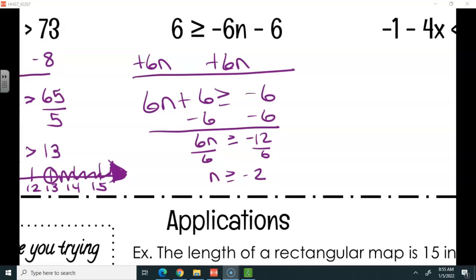The reason I move my variable to the left is because when your variable is on the left, it shows us which way to shade. If it's on the right, it kind of flips it around. Okay, so when we are graphing this one, graph it over here. We have -3, -2, -1. And then since it's equal to here, that's going to be a closed dot, and then it's greater than, so we're going to shade it to the right.